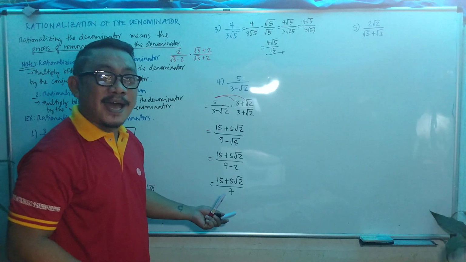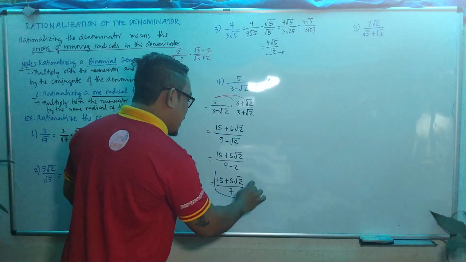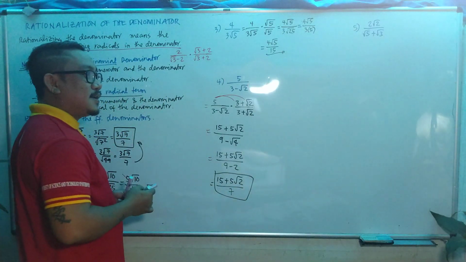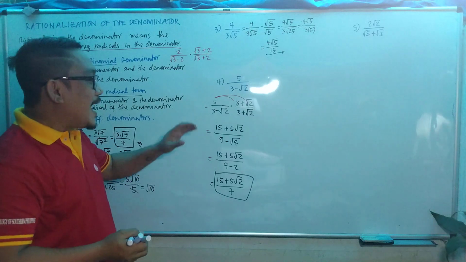Can we reduce this further? No common factor in the numerator and denominator. So this would be our final answer. Okay? So we're done with this example.